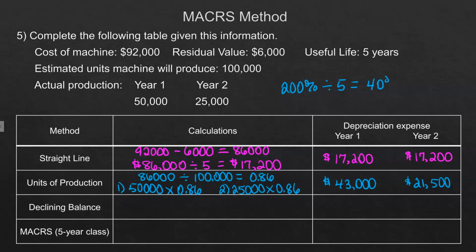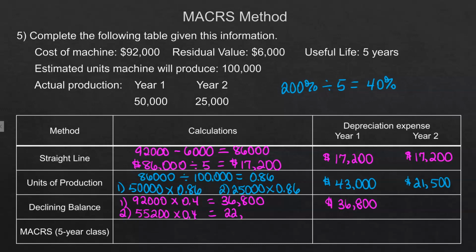Declining balance, we'll just use the 200%, which we've done a few times in these videos. So we're going to do 40% per year. So for part 1, we take 92,000 times 0.4, and that is 36,800. So that's our amount for the first year. And then we subtract 36,800 from 92,000 and we get 55,200 times 0.4. And that's 22,080.